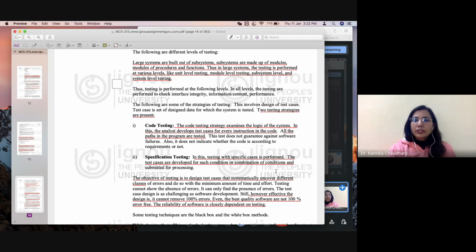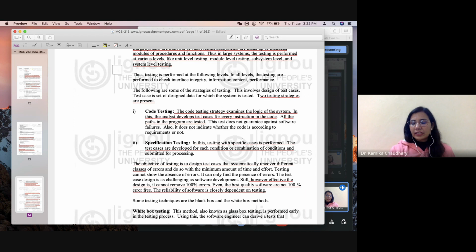Now, there are two types of testing strategies present to us. The first is code testing, and the second is specification testing. The code testing strategy examines the logic of the system. What happens in this? The analyst develops the test cases for every instruction.